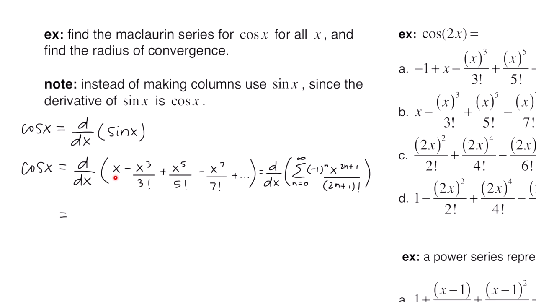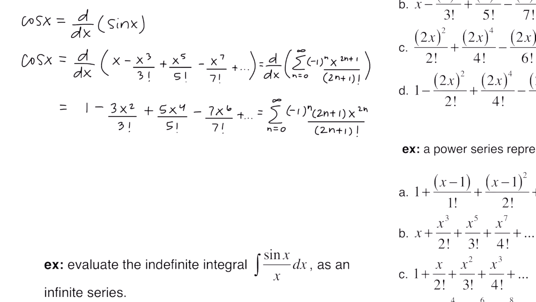So the derivative of x is 1. For the derivative of x cubed, it's going to be 3x squared. The derivative of x to the 5th is 5x to the 4th. The derivative of x to the 7th is 7x to the 6th. And then when we take the derivative of this sigma with respect to x, we're going to look at this term right here. So the derivative of x to the 2n plus 1. We bring the 2n plus 1 and we multiply it to the front, and then we subtract 1 from the exponent.